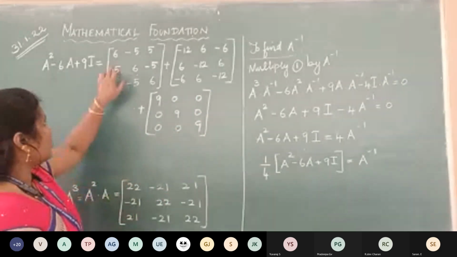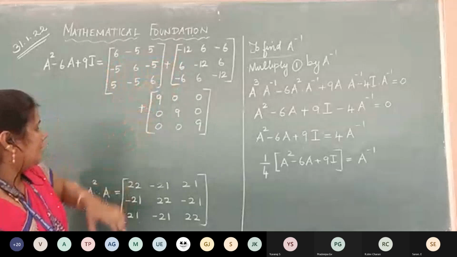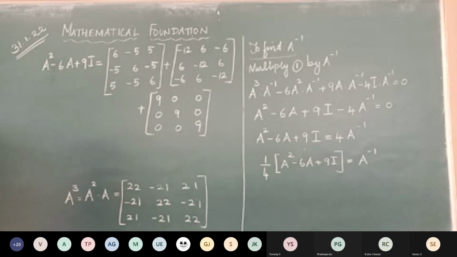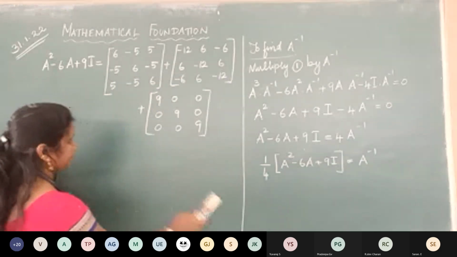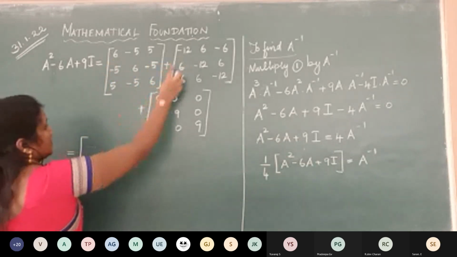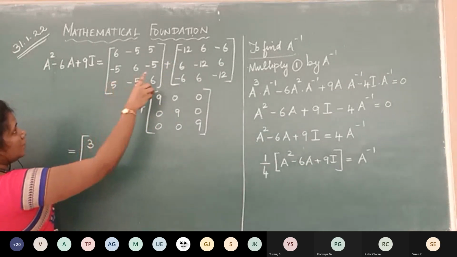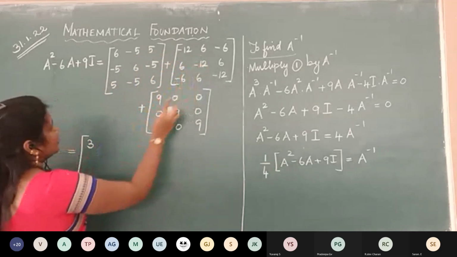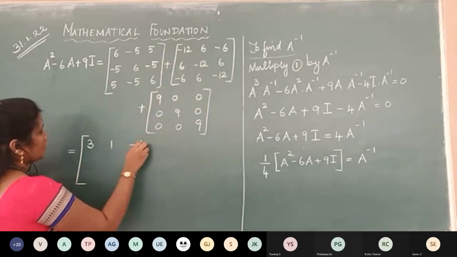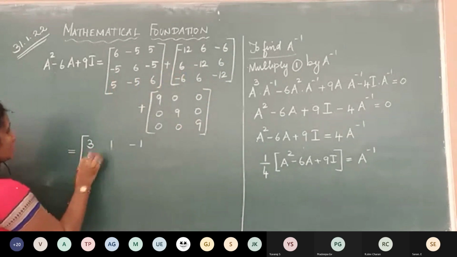Okay, now what you'll have to do? You have to add 6 minus 12 plus 9. Find out. So what do you get? You'll have 6 minus 12 and plus 9. Add it and it is 3. Then minus 5 plus 6 is 1, 5 minus 6 is minus 1, minus 5, 6, then minus 5 and 6, 1.